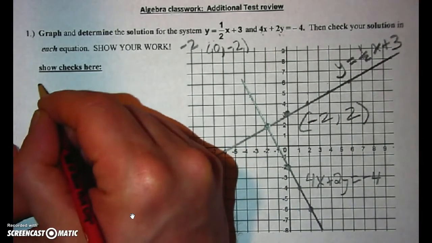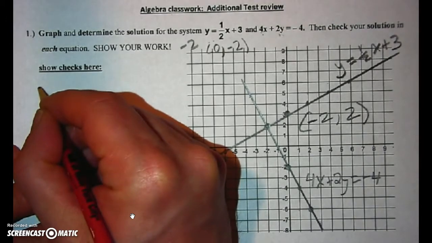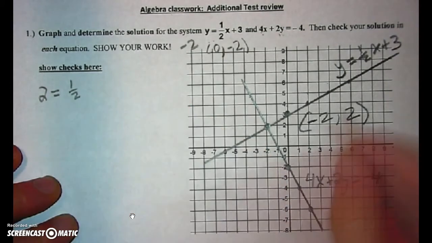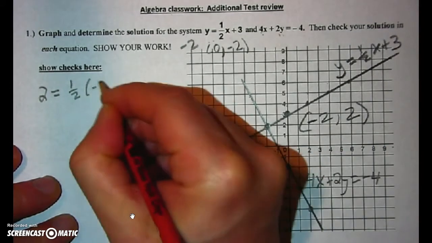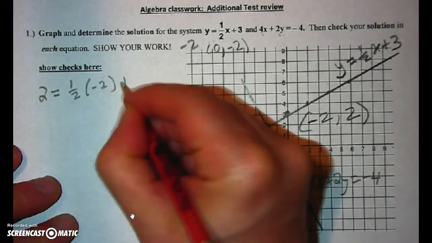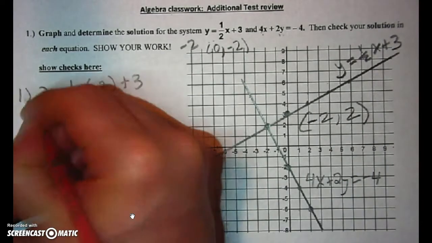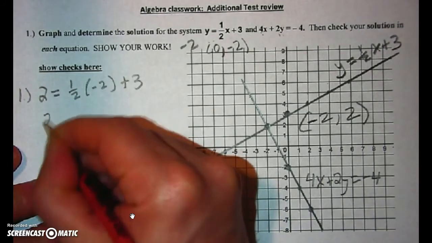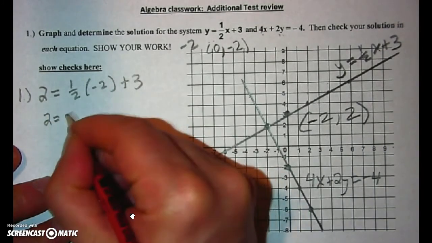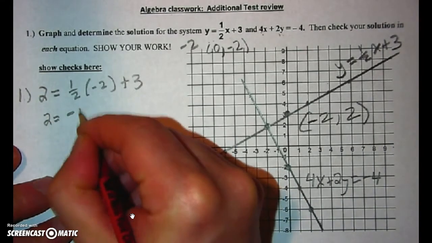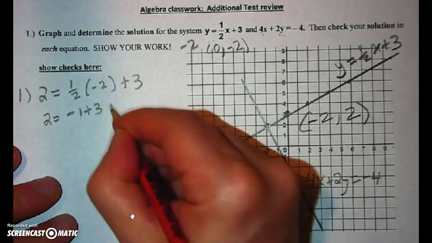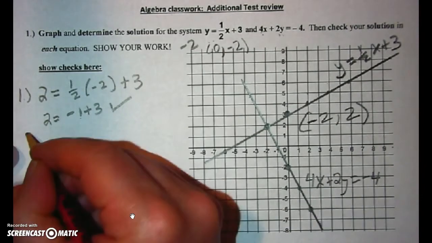Let's check and make sure it works. So in equation 1, our y is 2. Our slope is 1/2. Our x is -2. And we're adding 3. So this is the first equation. Half of -2 is -1. So half of -2 is -1 plus 3, and -1 plus 3 does equal 2. So it checks for our first equation.